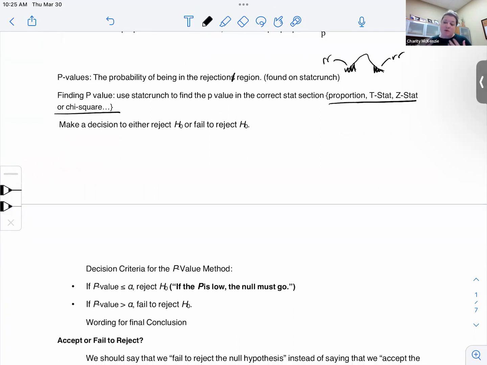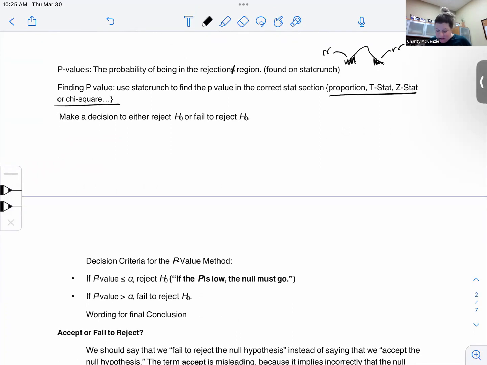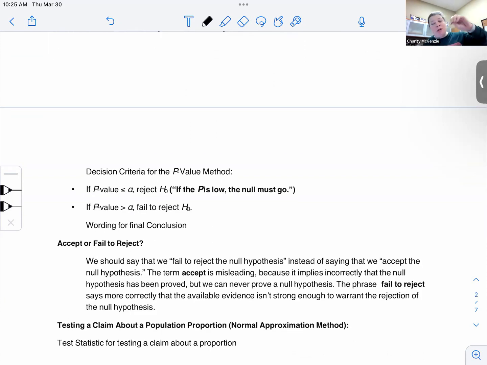So this p-value method is what I'm pushing for you to use. If that p-value is low, so it's below your critical significance value, let's say you want to be 95% confident or accurate. Then 0.05 is your significance value, and you need the p-value to be lower than that to reject the null. So if the p is low, you reject the null. The null must go. If the p is low, the null must go.